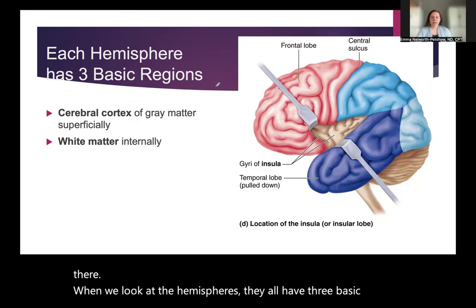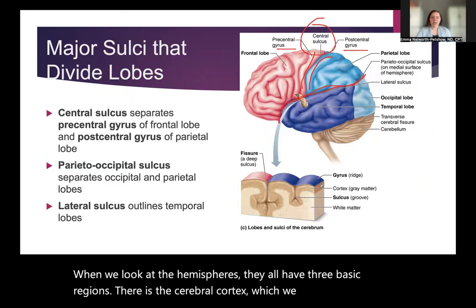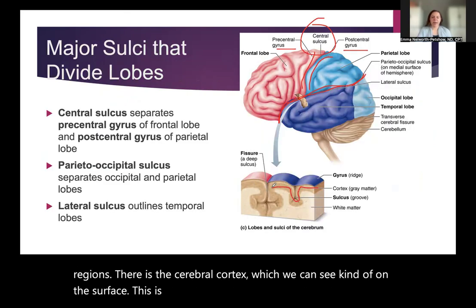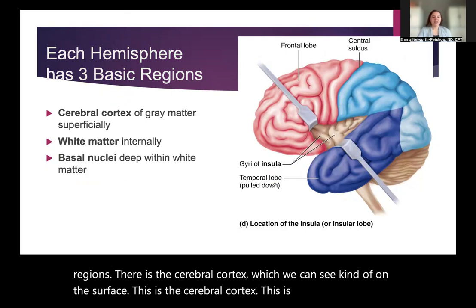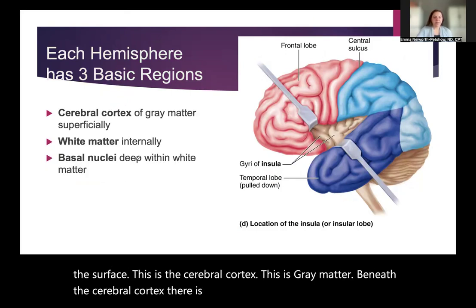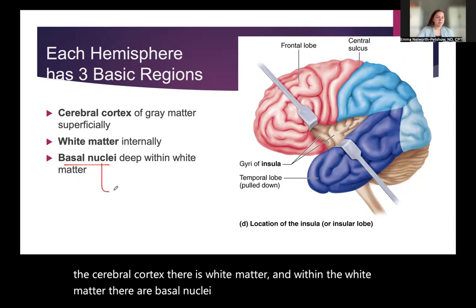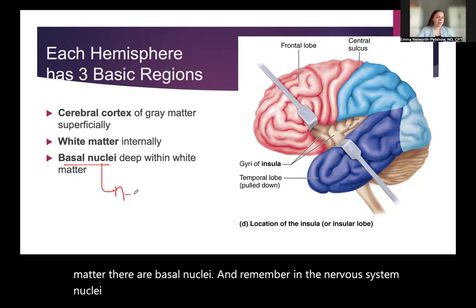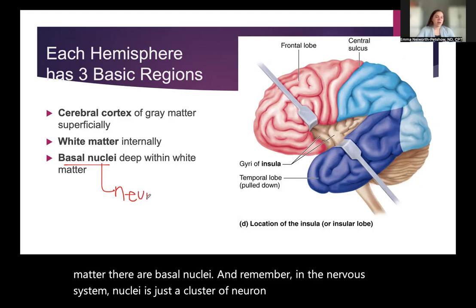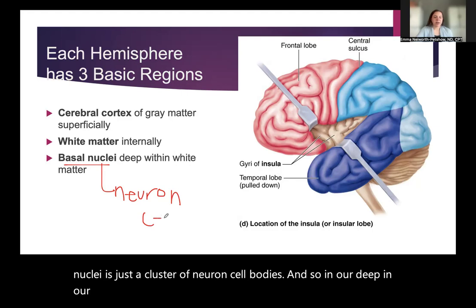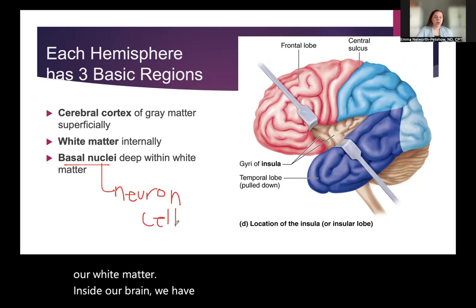There is the cerebral cortex, which we can see on the surface. This is the cerebral cortex. This is gray matter. Beneath the cerebral cortex, there is white matter. And within the white matter, there are basal nuclei. And remember, in the nervous system, a nucleus is just a cluster of neuron cell bodies. And so in our deep inner white matter, inside our brain, we have these different areas that contain gray matter, and they are our neuron cell bodies.